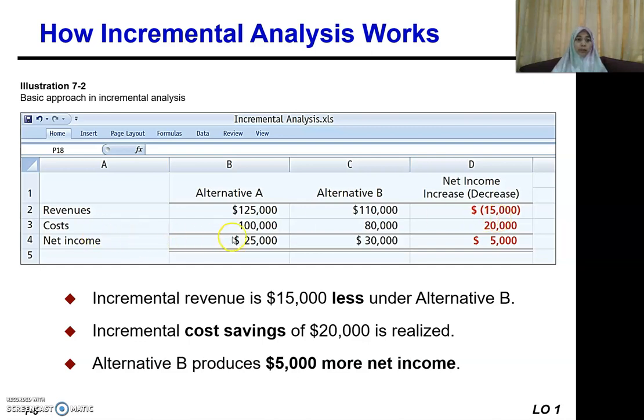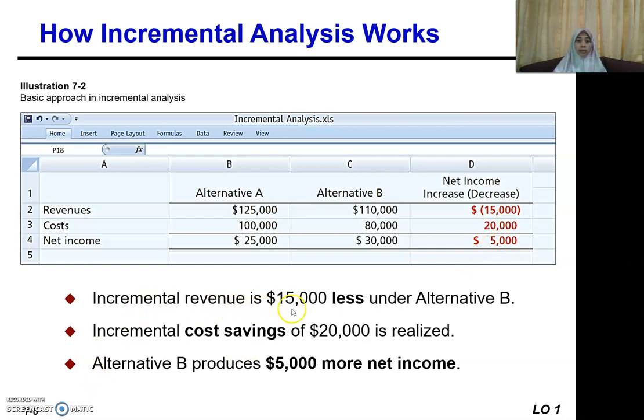What about the cost? For alternative A, the cost is 100,000. For alternative B, the cost is 80,000. So there will be a difference of 20,000 in terms of cost when you compare alternative A and alternative B. What about the net income? The net income will be a difference of 5,000. The difference in your cost is 20 and in the revenue is 15, so you have a net income difference of 5,000.